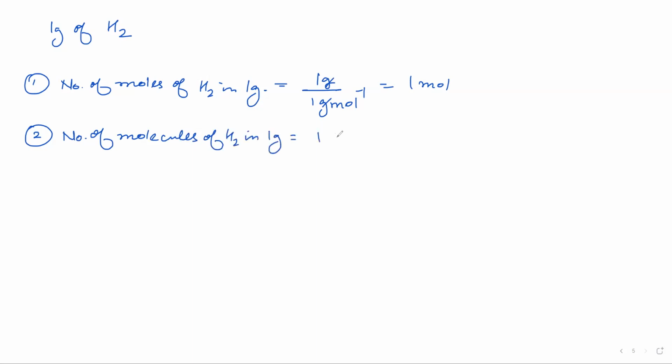It is equal to 1 into... oops, no. Again, Rishan, calculate what is the molar mass of H2? What will be the molar mass of H2, Rishan? H2. Yes. 1 by 2 mole. Okay. So the number of moles of H2 in 1 gram is equal to 1 by 2 into the mole. Mole is 6 point.